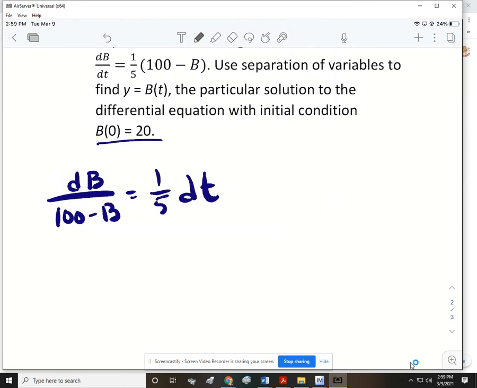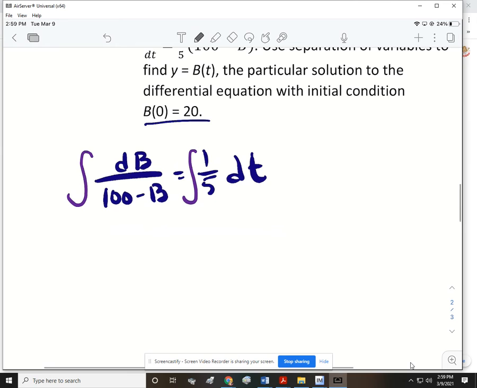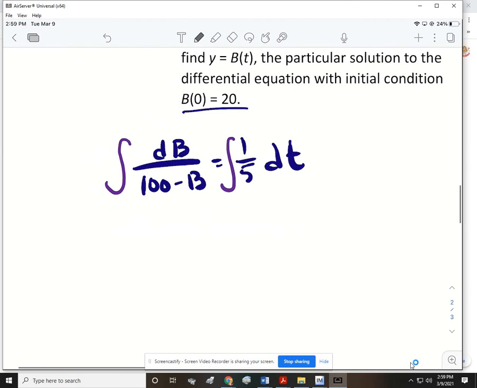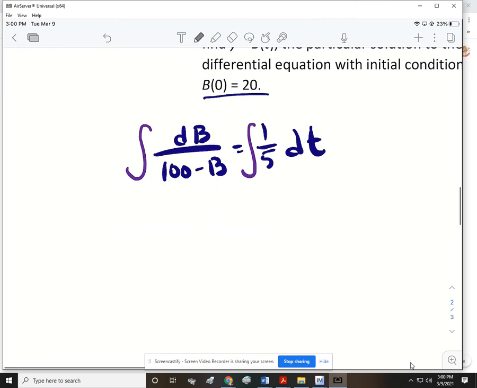Then I'm ready to integrate both sides. Now this left side, if that had just been dv over b, then I know the integral is the natural log of the absolute value of b plus c. But I have an expression down here, and that expression does not have a derivative of 1.